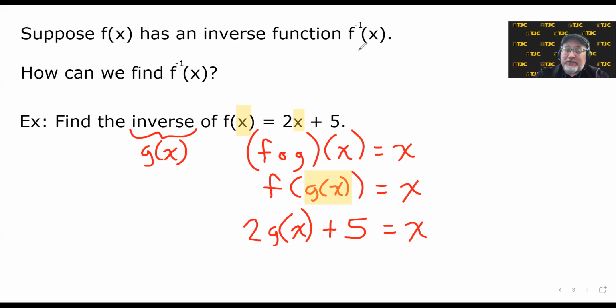Now, we can solve this for g of x because remember, we want to know what g of x is equal to. And we can solve it the same way we solve for anything else. We can just get rid of everything attached to it. Specifically, we can start by subtracting 5 from both sides.